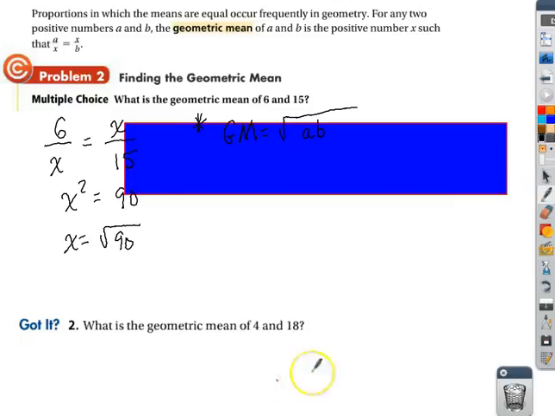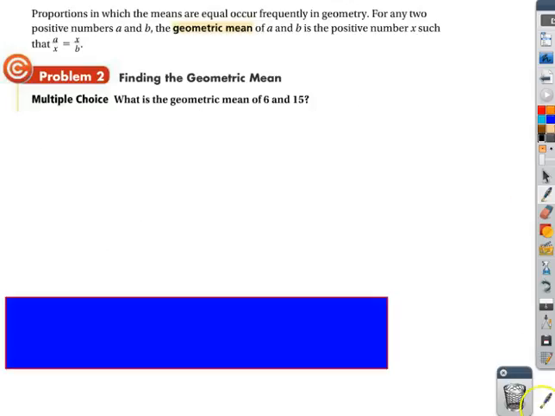Finding the geometric mean of 4 and 18, the geometric mean will equal the square root of 4 times 18. When I multiply those two numbers together, I get 72. So for right now, since we're not simplifying, we could just leave it as the square root of 72. Is everybody okay with that? All right, so geometric mean is pretty easy.